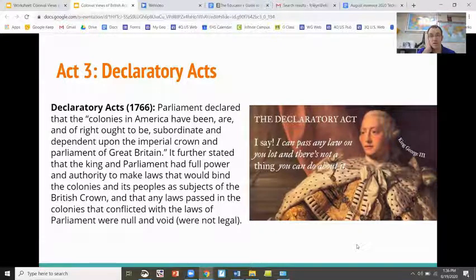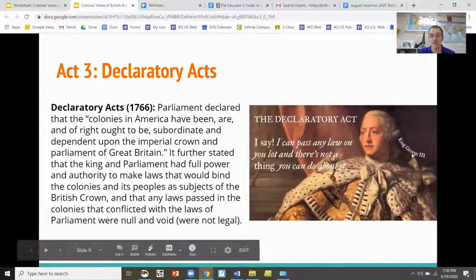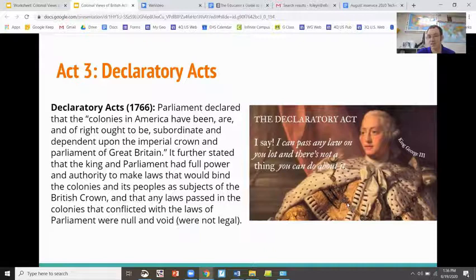You don't necessarily get a say. Now, you can have your colonial assembly, you can make local laws, but if they go against the British king or the Parliament and their laws, your laws don't count. And so I love this picture here. It's basically like King George III saying, I can pass any law on you lot, and there's not a thing you can do about it.